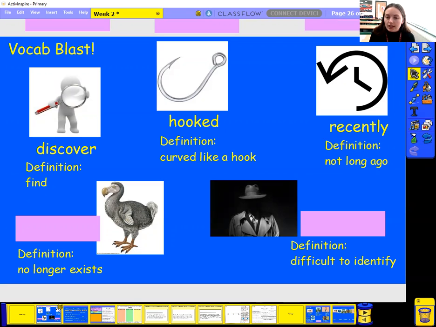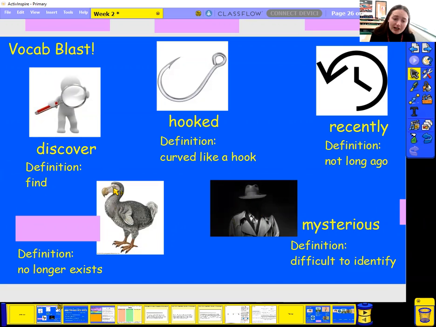Amazing, it's recently. Something that happened recently happened not a very long time ago. And this one here, we've got a man, we can't see his face. He's hidden. The definition of this word is difficult to identify. That word is mysterious. Well done if you remembered that one, mysterious. So someone that's difficult to identify or something that's difficult to identify.